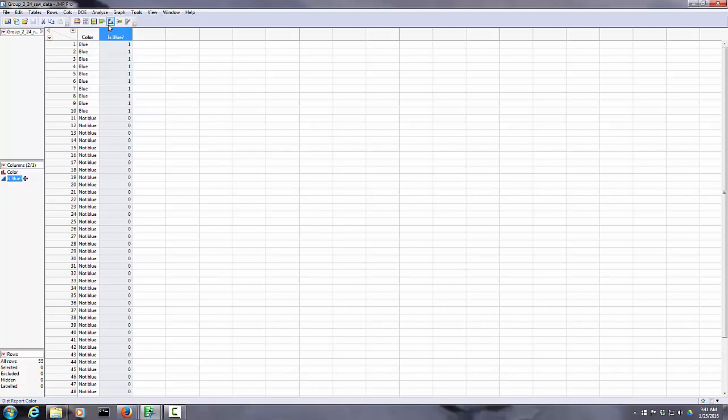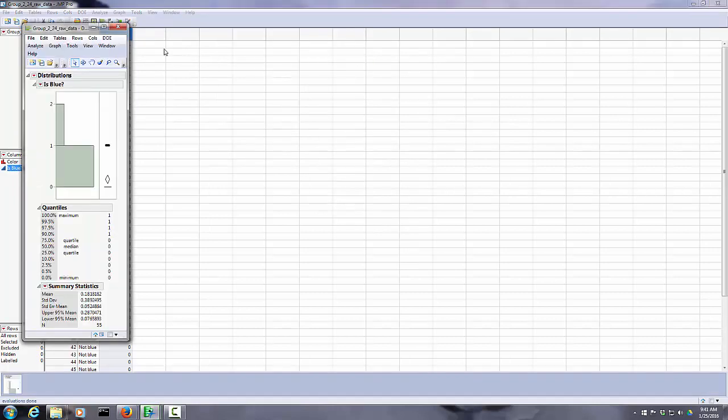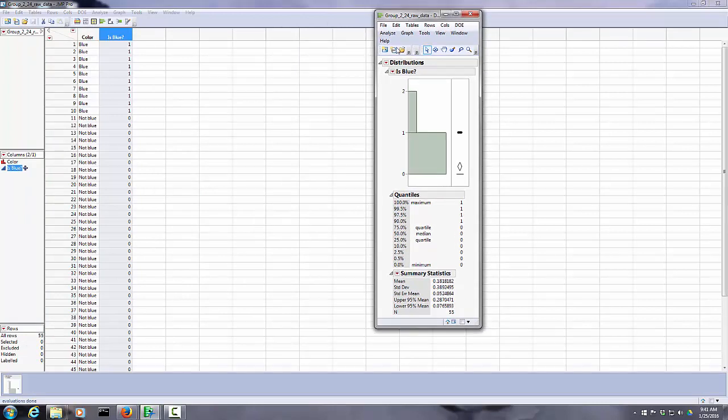So, analyze distribution. I'm going to have a look at the numerical version of the variable, coded as 0 or 1. The histogram isn't very useful, but if I go down here and look in the summary statistics, I can see 0.18. That's 18% of this sample were blues. I've got a standard deviation and also the standard error of the mean, which is simply the standard deviation divided by the square root of 55, s over square root of n.